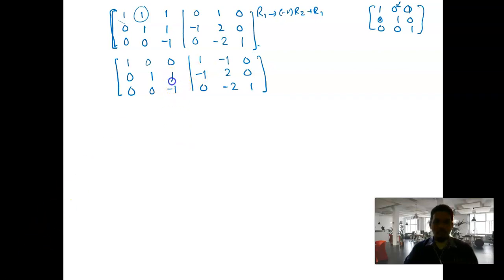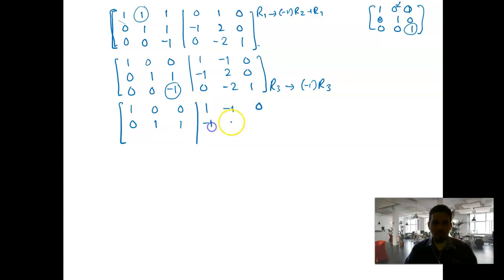Okay, so we're going to change this negative 1. This is our reference here now. So the new R3 is equal to negative 1 multiplied with R3. So we get 1, 0, 0, 0, 1, 1, 1, negative 1, 0, negative 1, 2, 0. Multiply with negative 1: 0, 0, 1, 0, 2, negative 1.